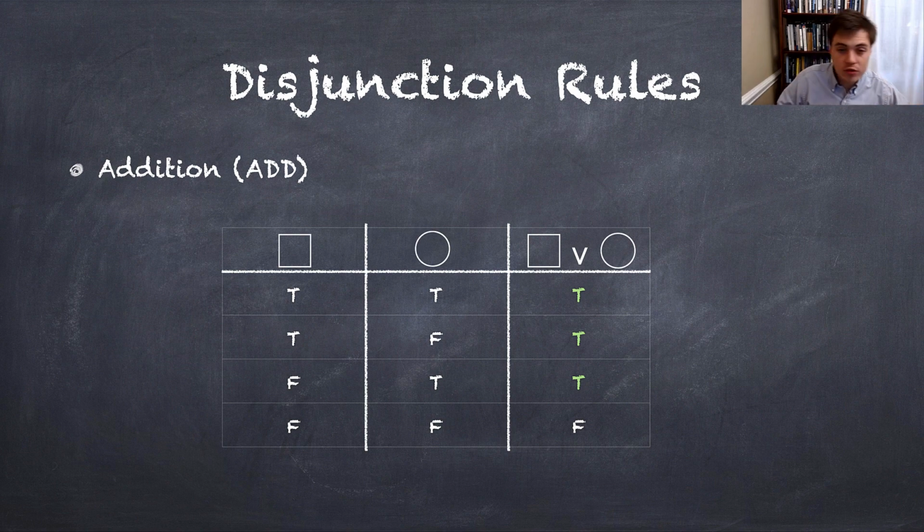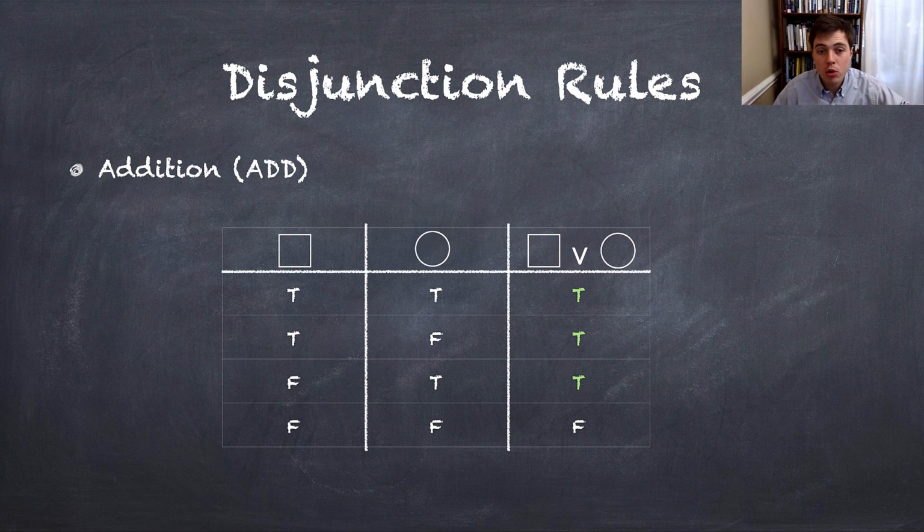So if you look at our truth table for disjunction, remember that it's really easy for a disjunction to be true, and it's harder for a disjunction to be false. So long as at least one or the other, or perhaps both, of the two disjuncts of a disjunction are true, then the whole disjunction is true. That's what this truth table tells us.